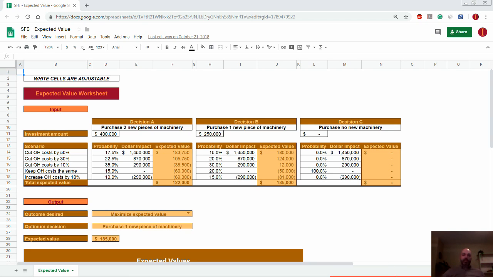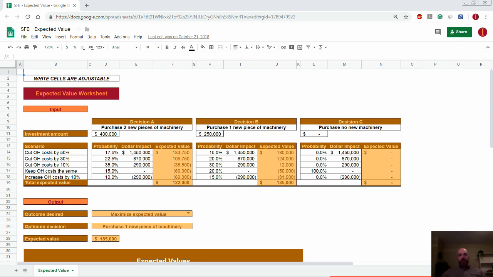So okay, what is an expected value analysis? It's really just a way to select the best course of action when you have several, and this is important, mutually exclusive alternatives. Mutually exclusive means that only one can be selected. So it's a way of ascertaining which of the decisions is best from a profitability standpoint, or just which is the optimal decision.